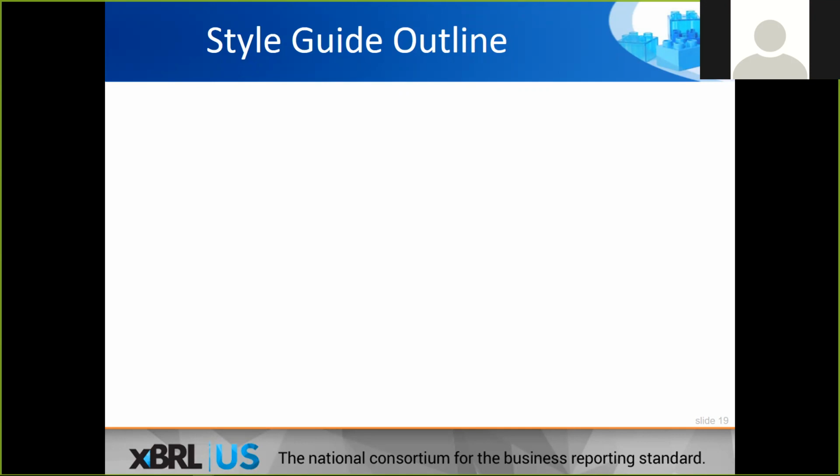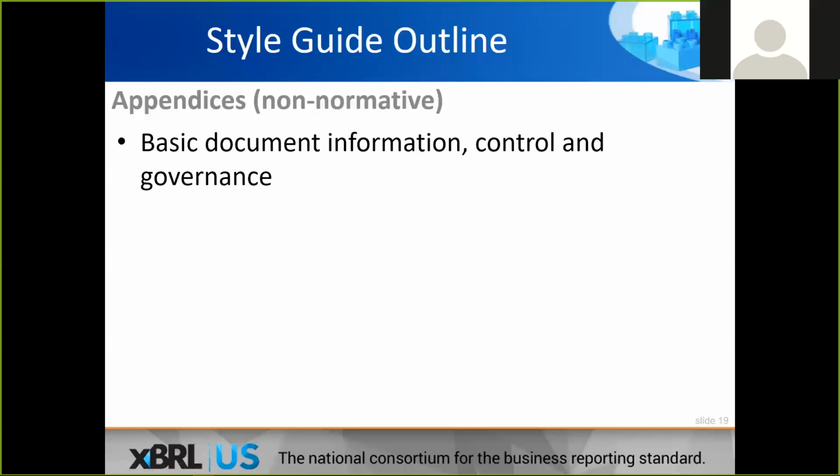Okay, great. We've got a couple more questions, but why don't we move ahead, Scott, and we'll take other questions. Sure. We're actually getting close to the end here. The last part of the style guide is the appendices, and they use the term non-normative. That's the term of art. That basically means that these are things that aren't rules. And what we've got in there is the information about the governance and the control of the document.